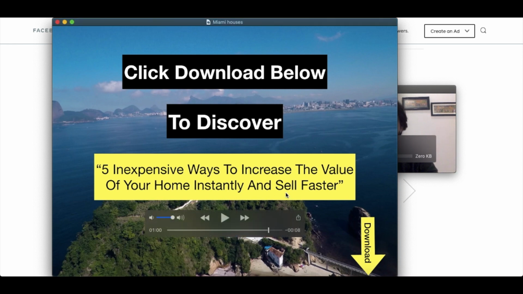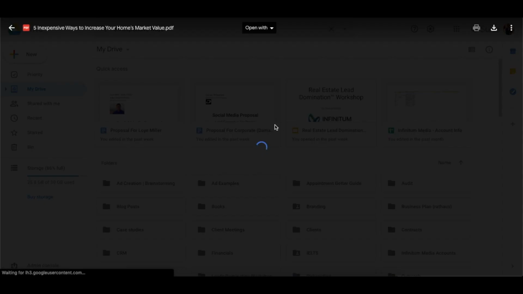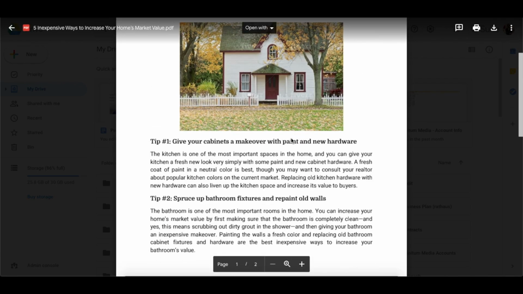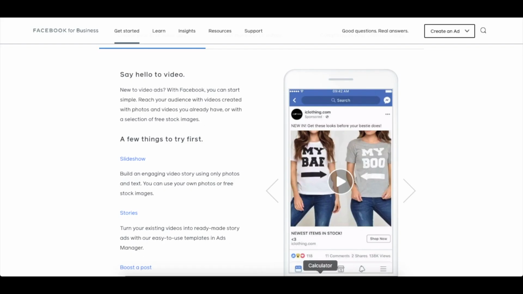And these are DIY tips you can use at home. Actually, we have created them for our clients. This is the lead magnet that we are sending out to sellers. And these are 5 inexpensive ways that they can increase the value of their house. Okay. All right.